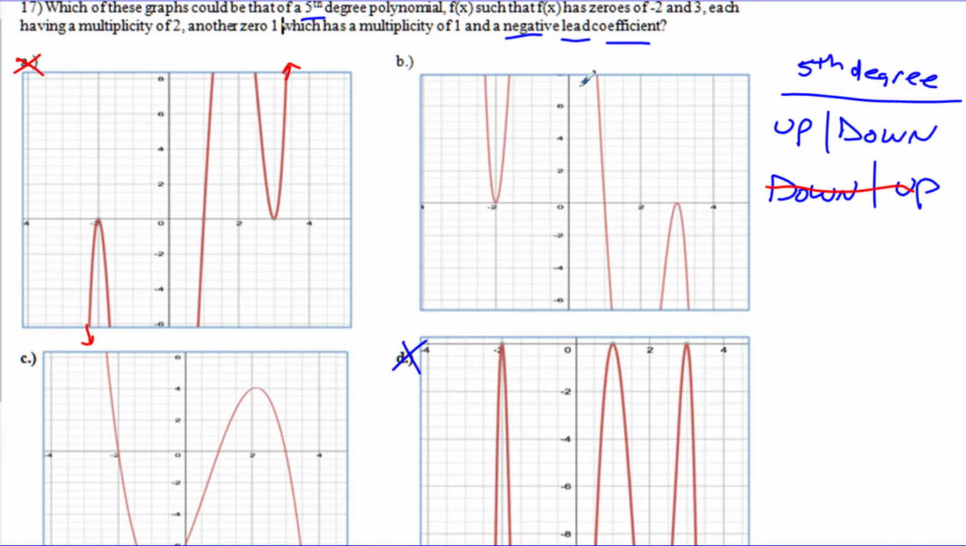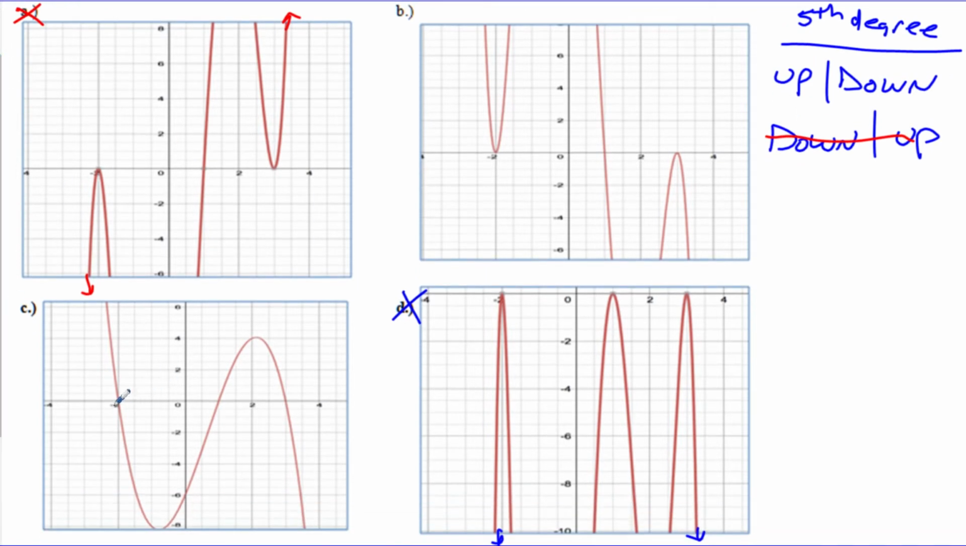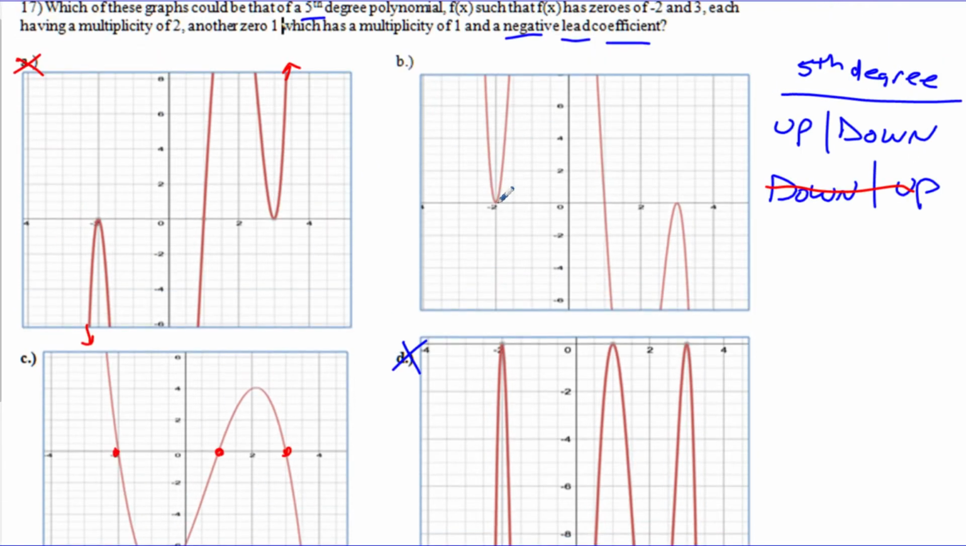I'm going to take a look, and it says it has to have zeros at -2 and 3. Let me take a look at both graphs. -2, 3, and 1. That fits the description. This one also has zeros at -2, 1, and 3. So that really didn't help us. The only other information that could potentially tell us which one of these it is, is having that -2 and 3 each have a multiplicity of 2. If you remember what multiplicity of 2 means, at -2 and at 3, the graph's going to act like a parabola.